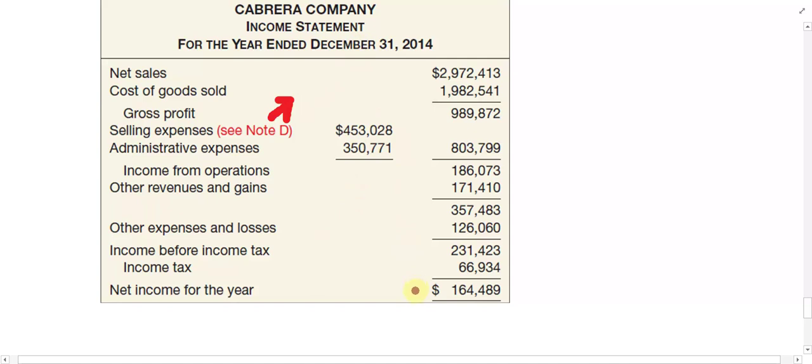So this was the example of different formats of income statements. Single steps, multi steps, and condensed income statements. So I'm going to give an example for condensed income statements in the next videos.